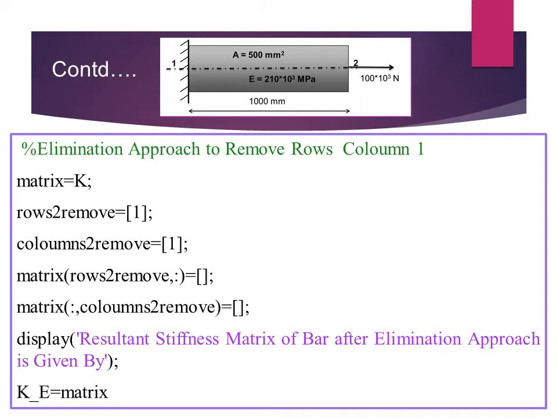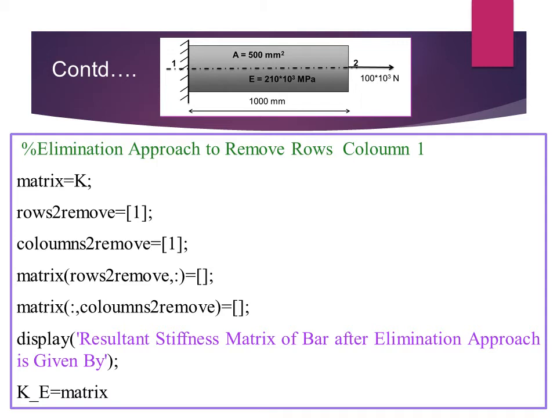So I am putting here in a square bracket 1, and which column we have to remove, that is the first column, so I am putting here in square bracket 1, and matrix rows to remove modified, comma, double colon, semicolon is equal to an empty square matrix, and again the matrix in bracket, semicolon, comma, columns to remove. Now what does that semicolon indicate? That means as it is.